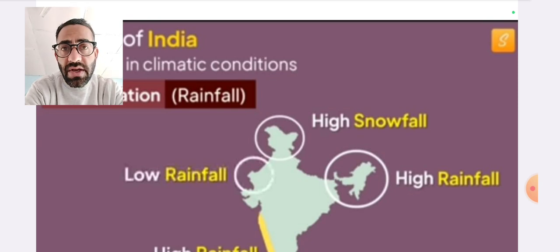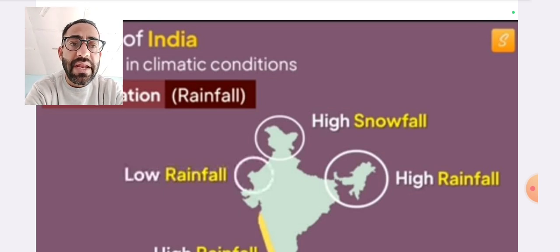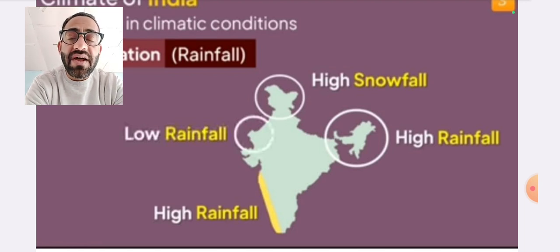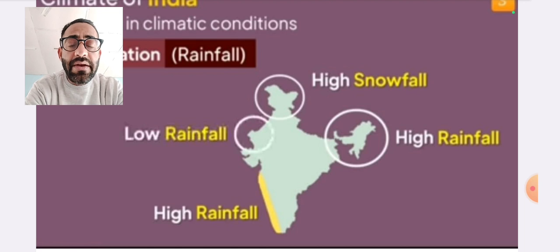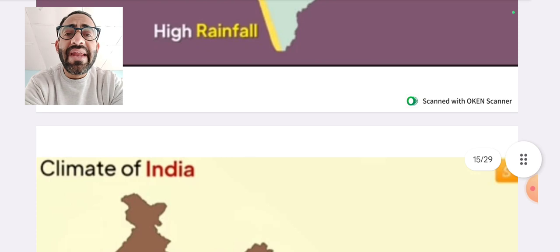On the other hand, the northeast states of India have high rainfall. In fact, Cherrapunji in Meghalaya, or we can say Mawsynram, has the world's highest rainfall, 1080 millimeters annually. Some coasts, especially the west coast, receive high rainfall. So we find that there are variations in rainfall as well as temperature in different states of India. But why is there variation?